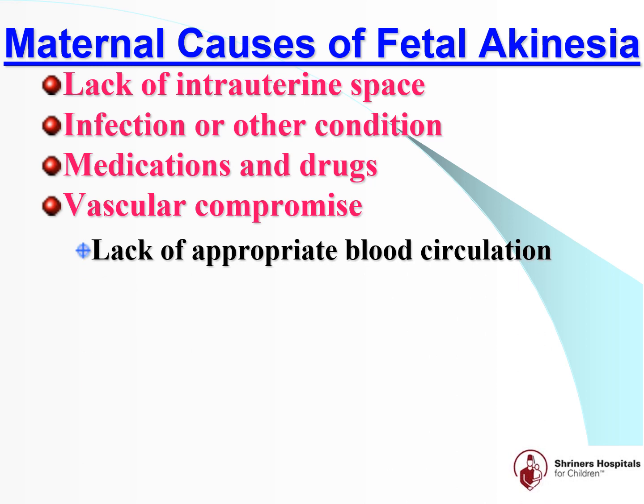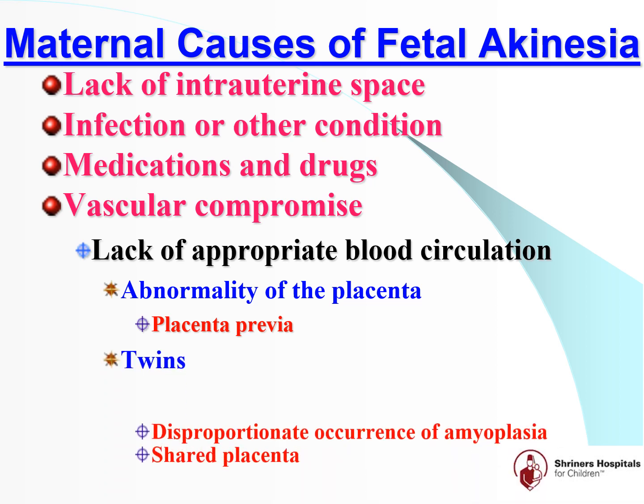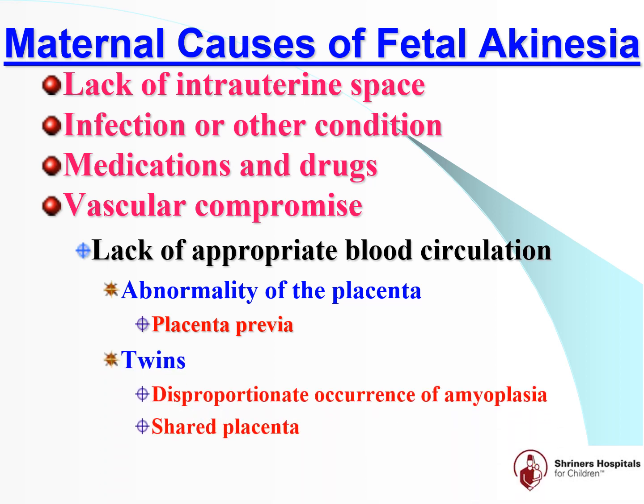These are situations where the baby is not getting enough blood supply through the umbilical cord due to an abnormal placenta, such as in placenta previa, or in cases of twins, where one twin is getting most of the blood from the placenta compared to the other one.